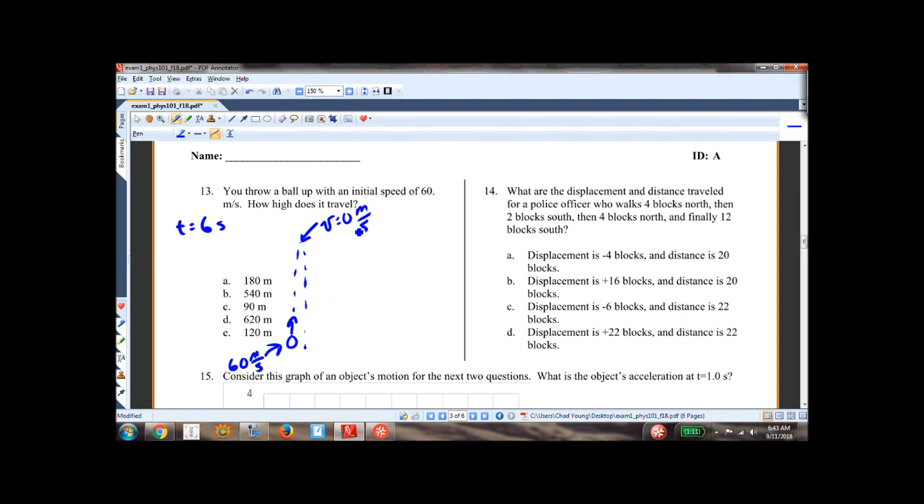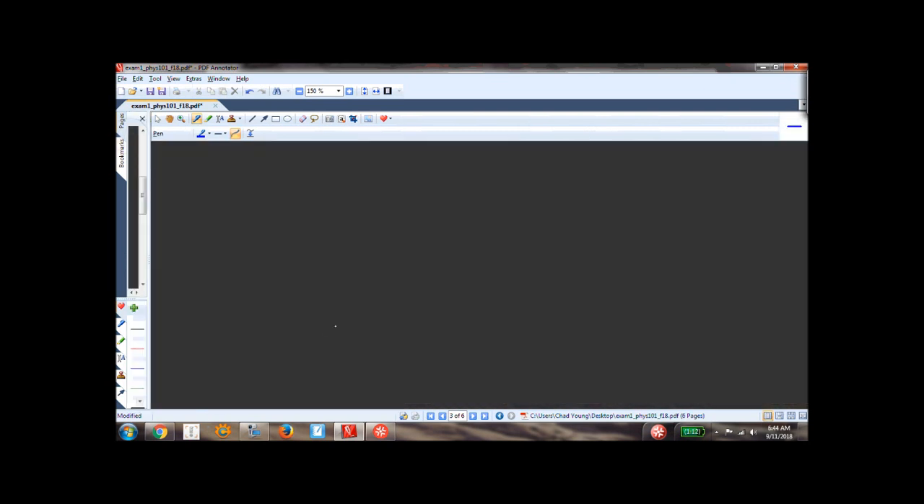So I say V is equal to V naught plus AT, and then that's 0 equals 60 minus 10 times T, so T is equal to 6 seconds. That's how long it takes to get from here up to here. So the entire time would be 12 seconds, right? That it takes 6 seconds to go up and 6 seconds to come back down again. But really, I'm looking for how high does it travel.